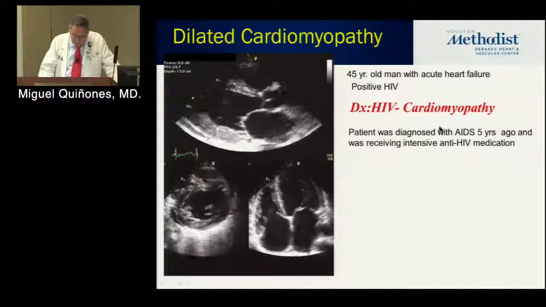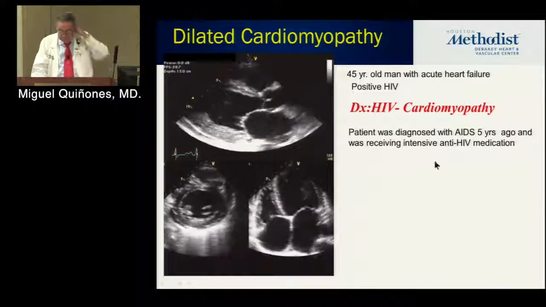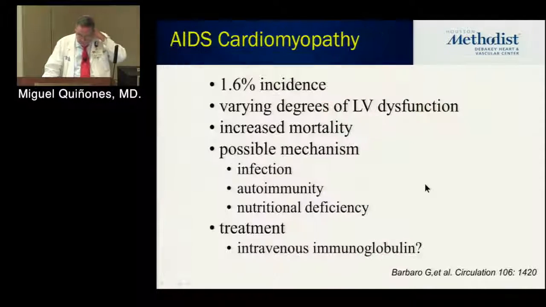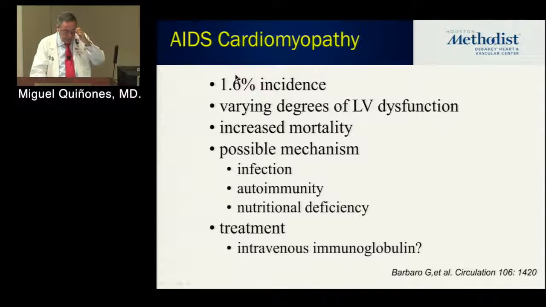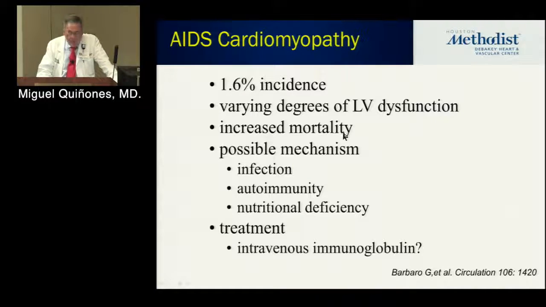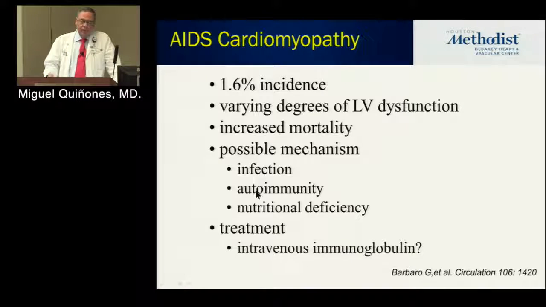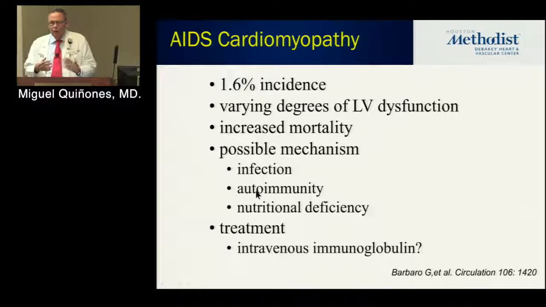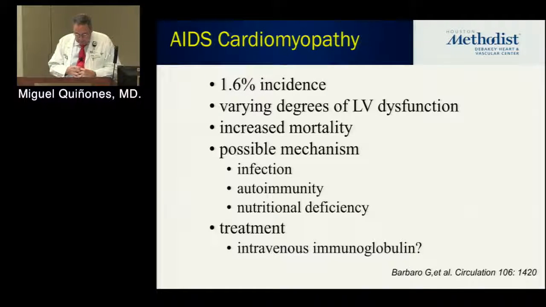And this particular patient had been on treatment for 5 years, and he was receiving intensive medications, and then eventually he went into heart failure. And it's interesting, it's a low incidence. It comes in varying degrees of LV dysfunction. If you get it, it's a marker for high mortality. And there are all kinds of mechanisms, from infection to immunity to deficiencies, even treatment with some of the new drugs. So the hypotheses for what causes this are all over the place.